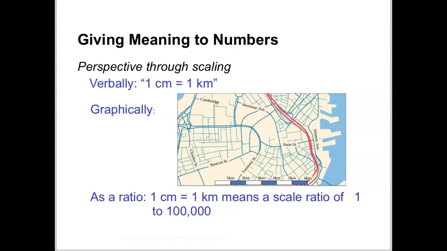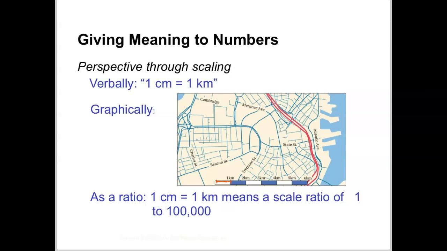All right, so we could say 1 centimeter equals 1 kilometer. On a map, they'll generally give you a visual scale like they do down here. So this distance is 1 kilometer. Or we could give it as a ratio. So 1 centimeter to 1 kilometer is a scale ratio of 1 to 100,000, right? Because there are 100,000 centimeters in a kilometer.